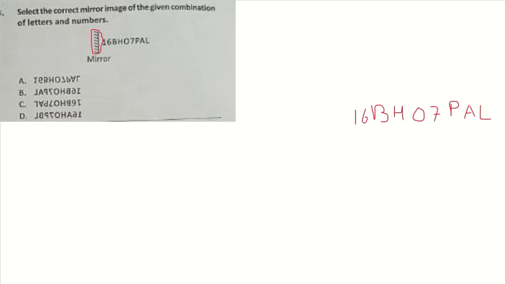So when we take this string of text and we put a mirror to its left side, L will appear as the first letter, vertically inverted, then A, then P, then 7, and so on. And we can see from the first two letters itself that the answer is option B.